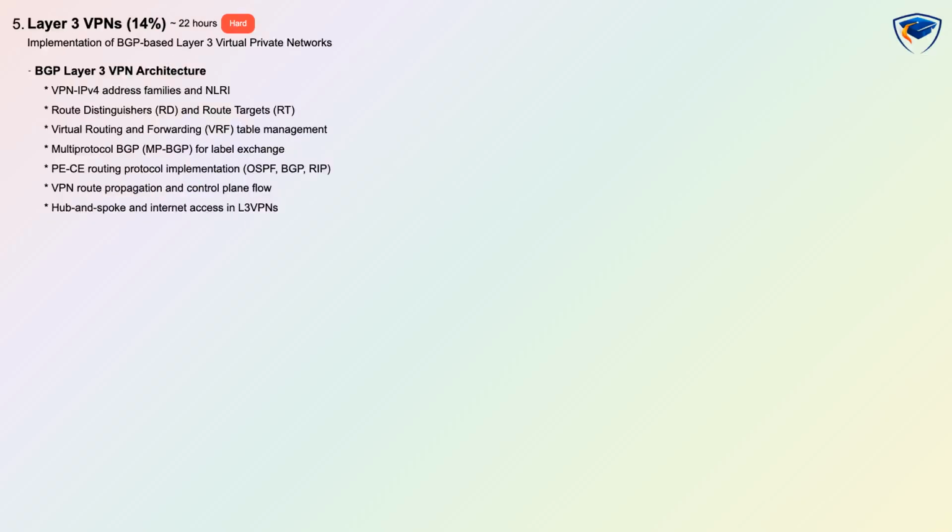Layer 3 VPNs are 14% and focus on BGP-based L3 VPN implementation and control plane integration. Difficulty is hard with an estimated 22 hours and scenario-based assessment. Expect to learn VPN IPv4 address families, route distinguishers and route targets to segment customer routes, and manage VRF tables on provider devices. The domain covers MP-BGP label exchange, PE-CE routing with OSPF or BGP, VPN route propagation, and common topologies such as hub and spoke plus internet access considerations.